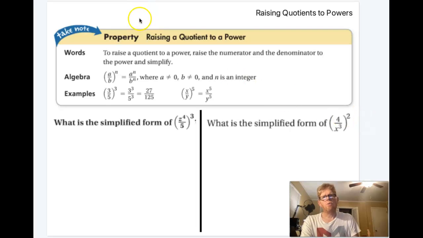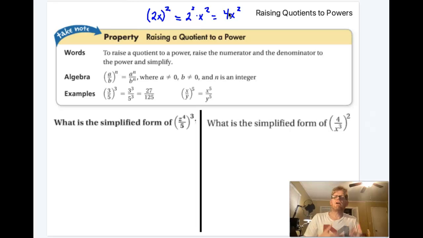So we've talked about what happens when you raise a product to a power, something like this, 2x. Let's say we were to raise that to the second power. That means we would take both of these terms on the inside, the 2 and the x, and raise them both to the second power. So that would be 2 to the second times x to the second, which would give me 4x to the second.